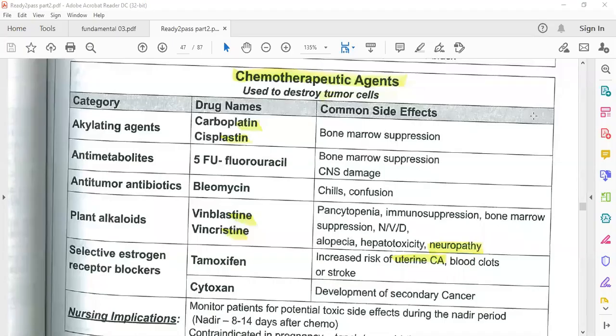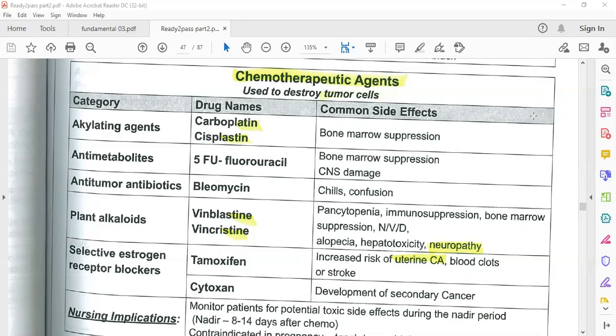And here we are going to the medication we use for treatment of cancer. It is called chemotherapeutic agents. Chemotherapeutic agents are used to destroy the tumor cell or cancer cell. We also call chemotherapeutic agents antineoplastic agents or antineoplastics. Neoplasia is a cancer.